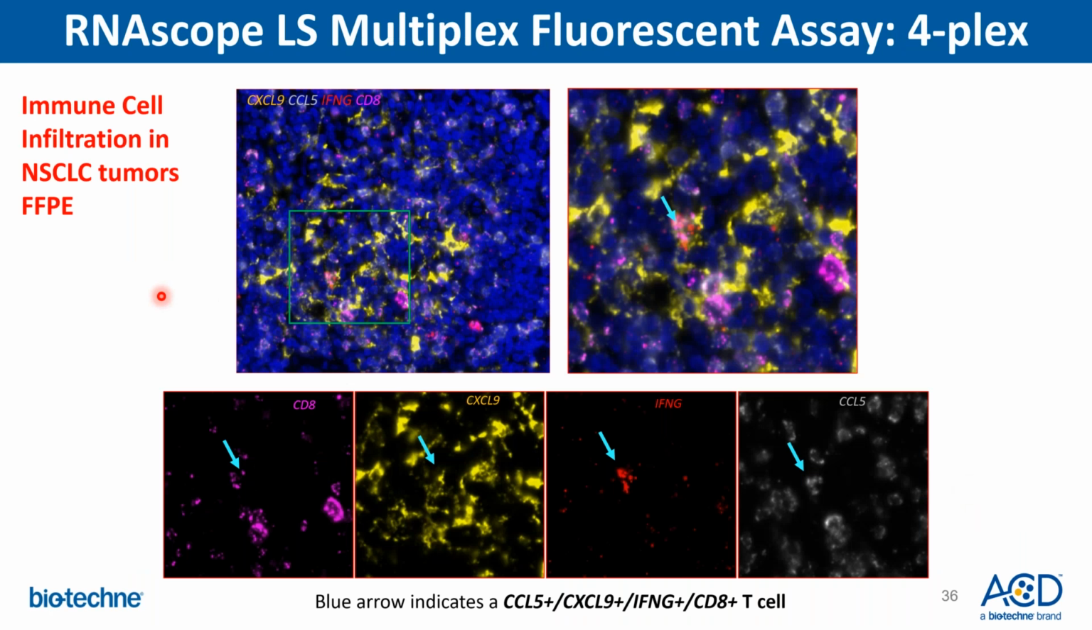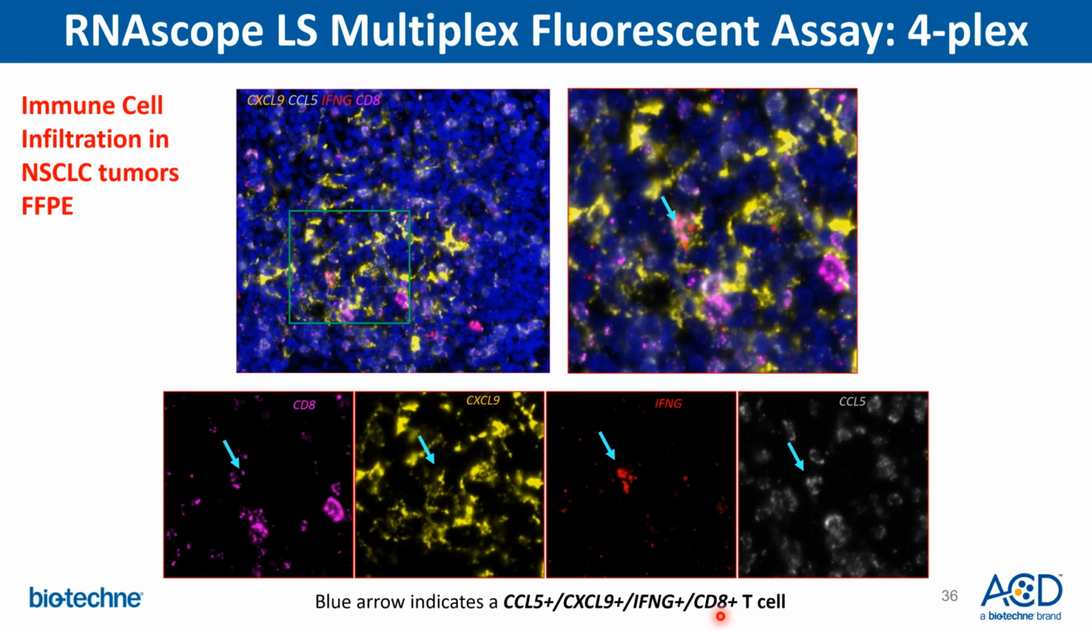On this slide is shown an example of a 4-plex staining using the LS Multiplex Fluorescent Assay. In this case, we are looking at immune cell infiltration for non-small cell lung cancer tumors, and these are FFPE sample types. We're looking at CD8, which is a marker for cytotoxic T cells, CXCL9, interferon gamma, and CCL5. And the blue arrow is indicating a cell that is positive for all the 4 targets, so CCL5, CXCL9, interferon gamma, and CD8 positive.